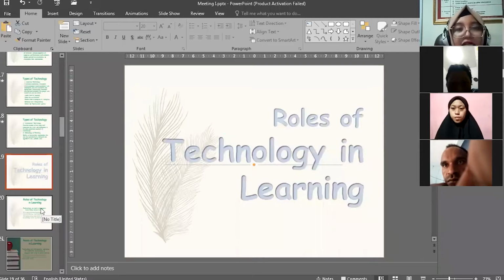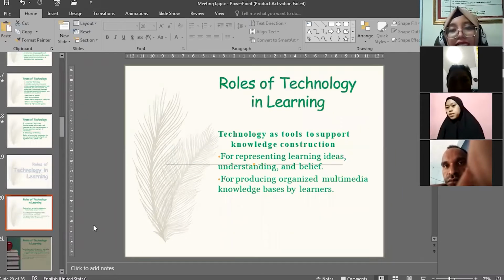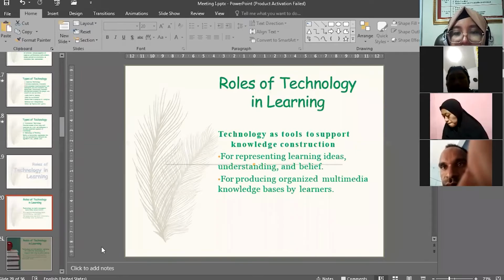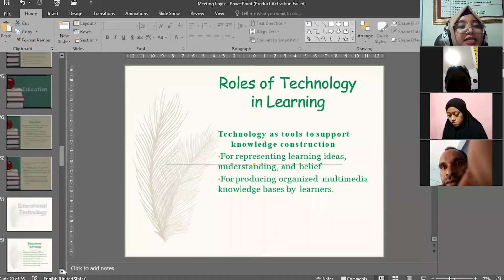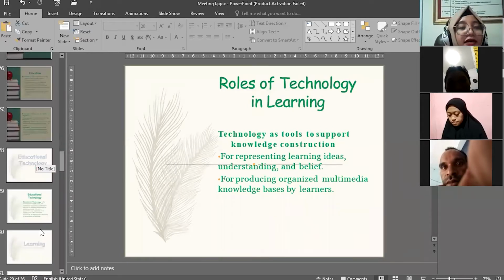And now let's talk about the roles of technology in learning. Actually, technology here is a tool to support knowledge, for representing learning ideas, understanding and beliefs, and for producing organized multimedia knowledge by learners. Okay, the next one we discuss is learning.